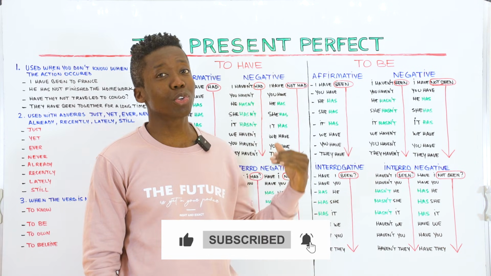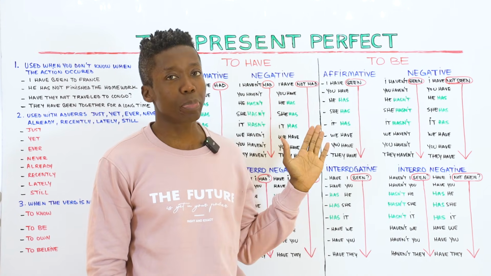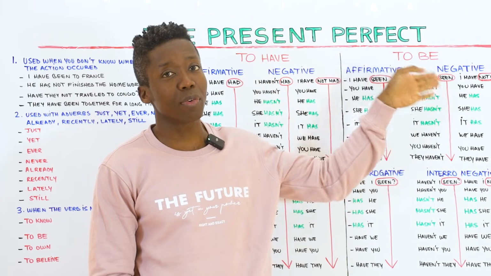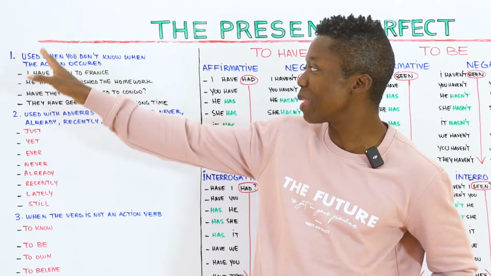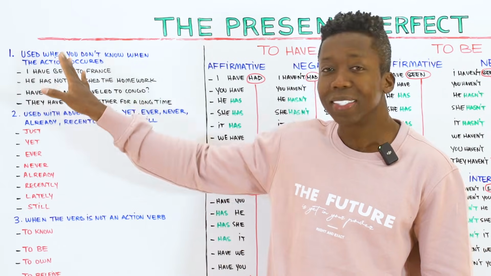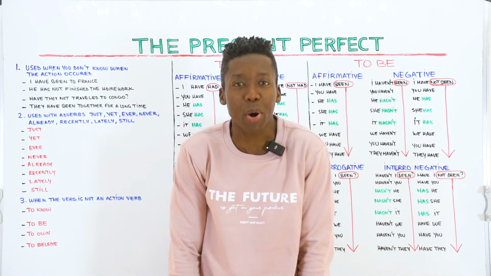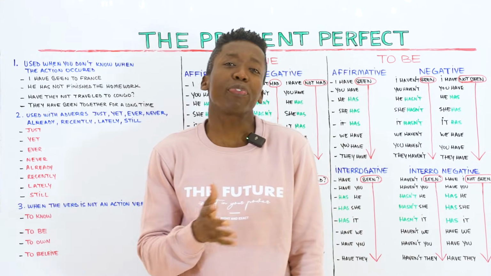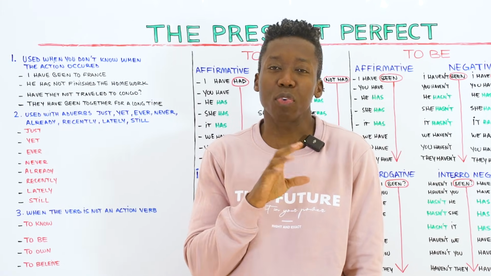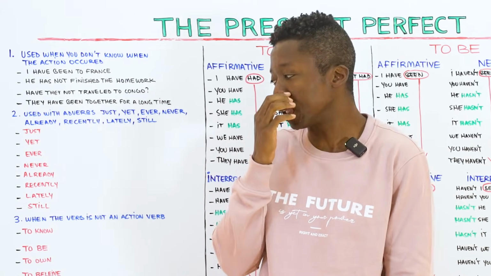D'abord, on va voir la structure, la syntaxe du present perfect avec le verbe avoir et le verbe être. Et ensuite, je vais vous expliquer les trois différentes catégories dans lesquelles on utilise le present perfect. Alright, present perfect, ça peut être le passé composé. Ok, voyez ça comme le passé composé.